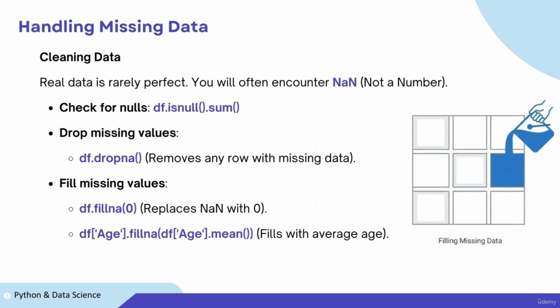Option 2, fill them. df.fillna() allows you to replace gaps with a value. A pro technique is to fill missing numerical values with the average. For example, df['age'].fillna(df['age'].mean()). This keeps your dataset size intact while minimizing error.